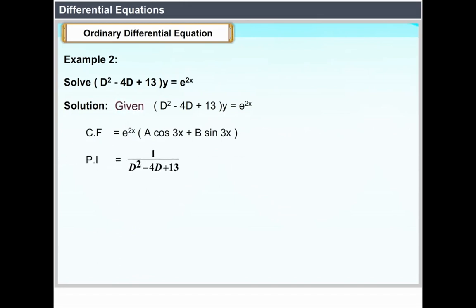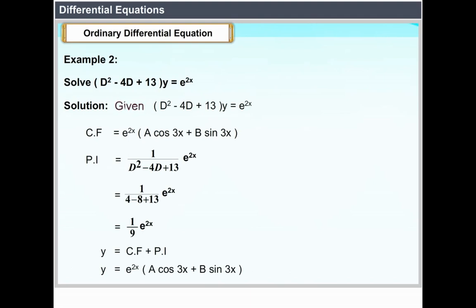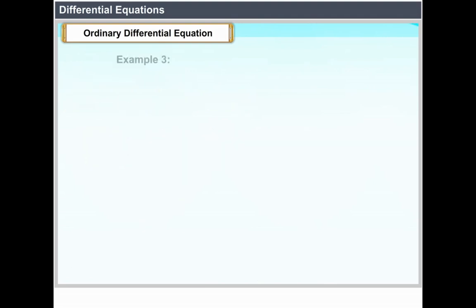PI = 1/(D² − 4D + 13) e^(2x) = 1/(4 − 8 + 13) e^(2x) = (1/9) e^(2x). y = CF + PI. y = e^(2x)(a cos 3x + b sin 3x) + (1/9) e^(2x).